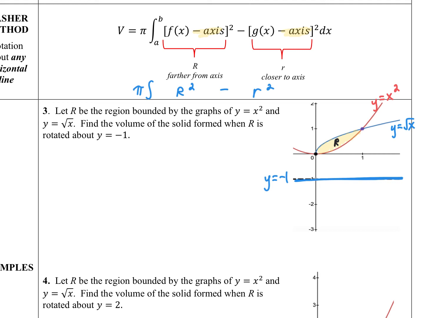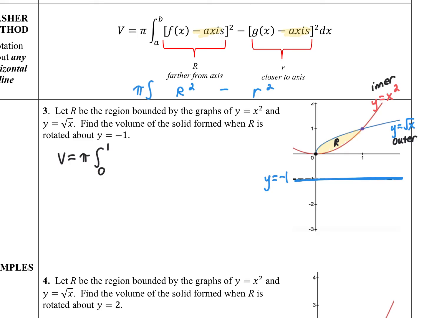I can just start at my axis of rotation. I head toward the region. Whoever I hit first is inner. Whoever I hit second is outer. My limits haven't changed because my region still goes from a low x value of 0 to a high x value of 1. So my limits still go from 0 to 1.